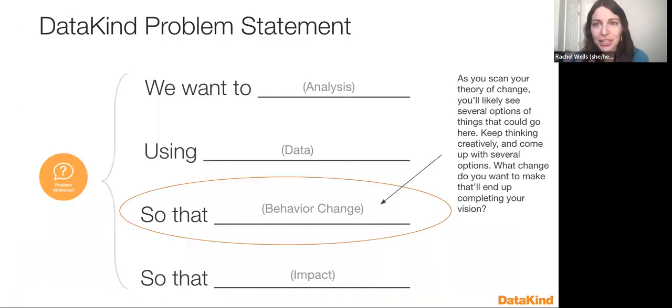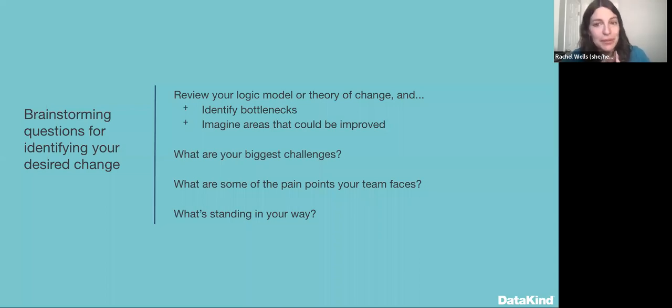So as you scan your theory of change, you'll likely see several options of things that can go here. Keep thinking creatively and come up with several different options. What change do you want to make that will end up completing your vision? So here are some brainstorming questions to consider as you evaluate. Look for areas in your theory of change that someone could really just pick apart and question, does this really imply that? Find those bottlenecks, the pain points, and document anything that might be standing in your way as a change that you might want to make in your problem statement.